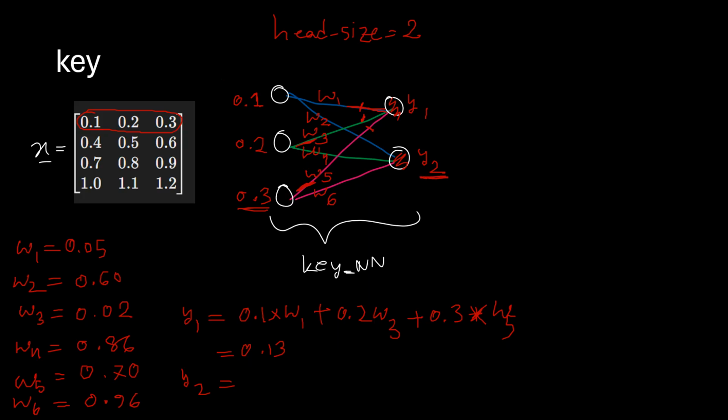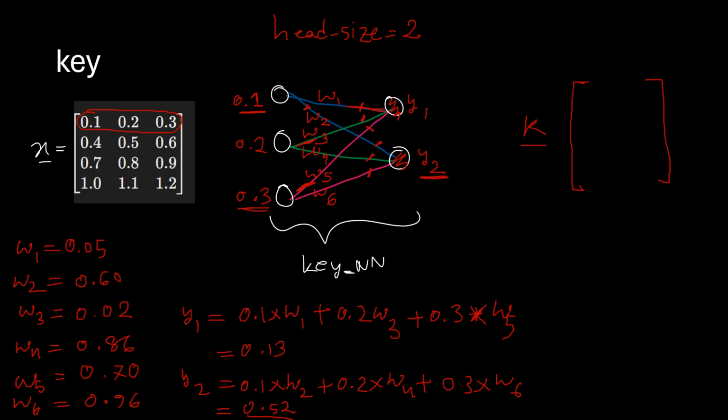In a similar fashion, we can find y2. y2 here is connected with these 3 edges. So 0.1 is connected to y2 through this edge. So 0.1 times w2 plus 0.2 times w4 plus 0.3 times w6. And if we put in these values of w, we'll find 0.52. So I found the first entry of our key matrix. So the first row of the key matrix will be the key value corresponding to the first embedding vector. So this is 0.13 and 0.52.